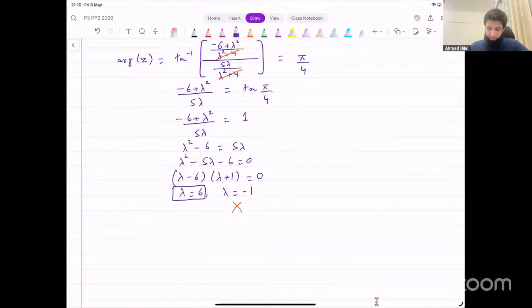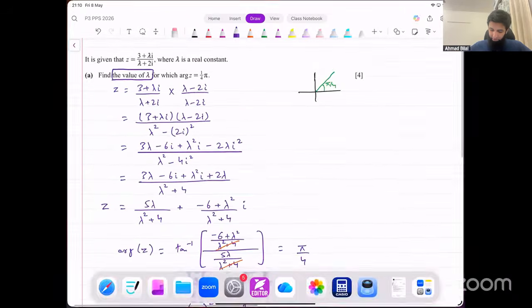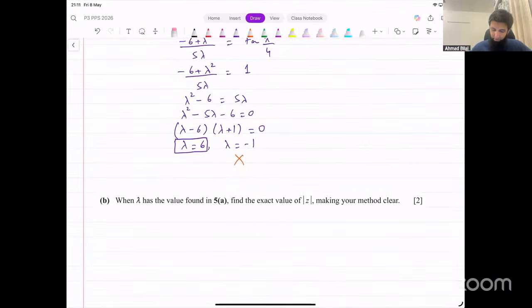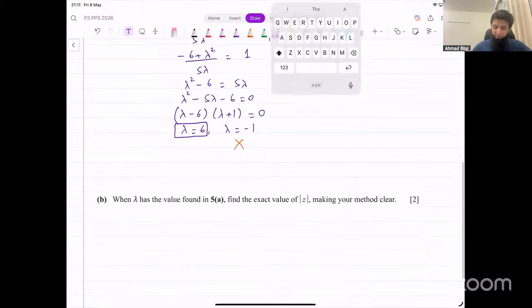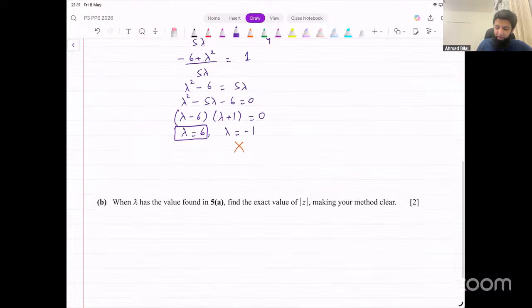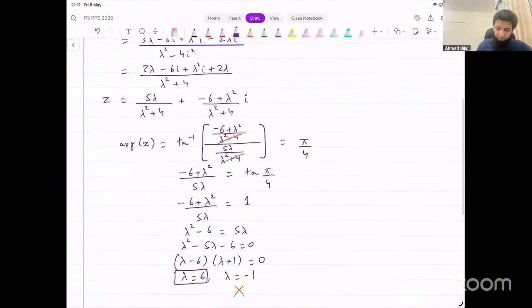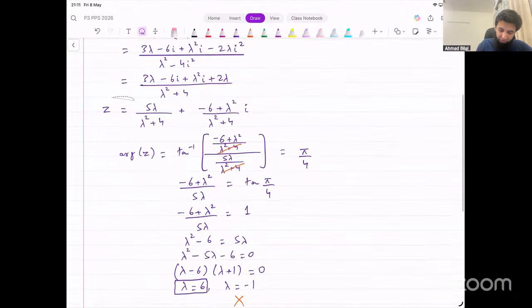Okay, the second part of this is missing from here. Let me copy that. When lambda has the value found in part 5a, find the exact value of the modulus of z, making your method clear. Now, once we have this value for lambda, this was the z value that we were getting, right?